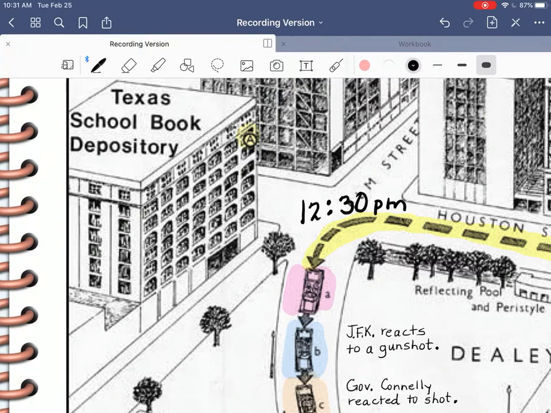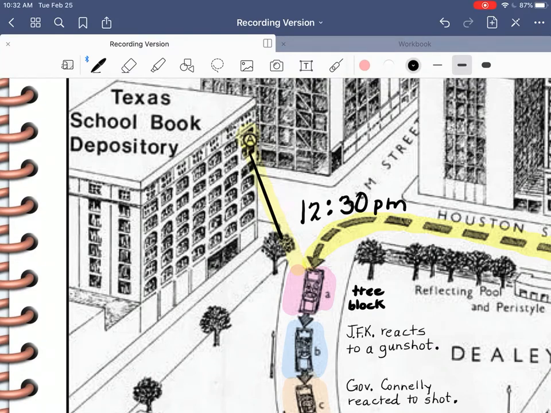So I want you to think about why Oswald didn't shoot right there. What was it that prevented the shot at this point A? Think like a detective. Look at this. What would have been wrong right there? That tree is in the way. You see how the tree is blocking the view here at point A. So Oswald didn't have a clear view of the president's head at this point.